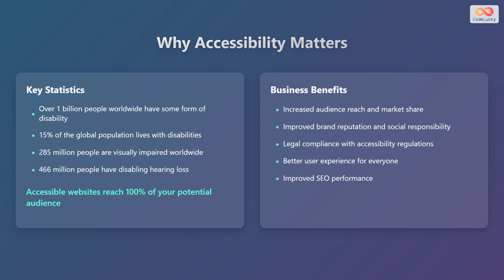Accessibility is crucial. Over 1 billion people worldwide, that is 15% of the global population, have some form of disability. This includes 285 million people who are visually impaired and 466 million people with disabling hearing loss. Creating accessible websites is not just ethical, it's good for business. Accessible websites reach 100% of your potential audience, improving brand reputation and demonstrating social responsibility. It ensures legal compliance, improves user experience for everyone, and enhances SEO performance.